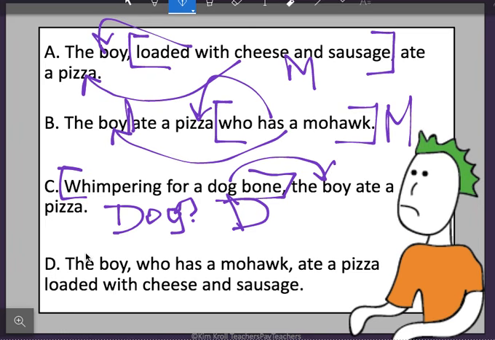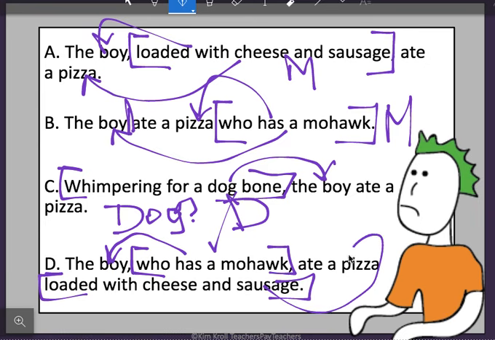Finally, the boy who has a mohawk ate a pizza loaded with cheese and sausage. We have two descriptive phrases, who has a mohawk and loaded with cheese and sausage. Again, it's just unnecessary description that makes the sentence more specific. The boy who has a mohawk. Well, it's right next to the word boy, and it makes it sound like the boy has a mohawk, which makes sense. Okay. Then loaded with cheese and sausage is right next to the word pizza, which makes it sound like the pizza is loaded with cheese and sausage, which also makes sense. So that means that D is our only correct option.